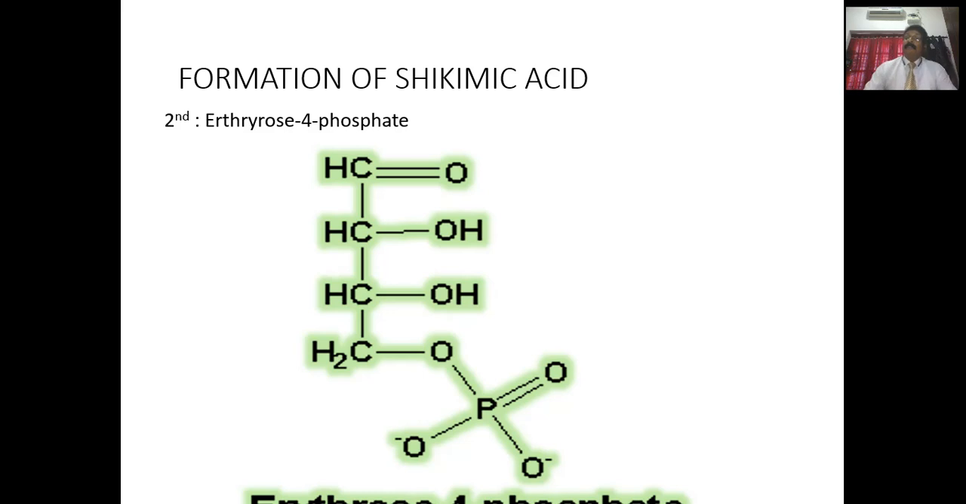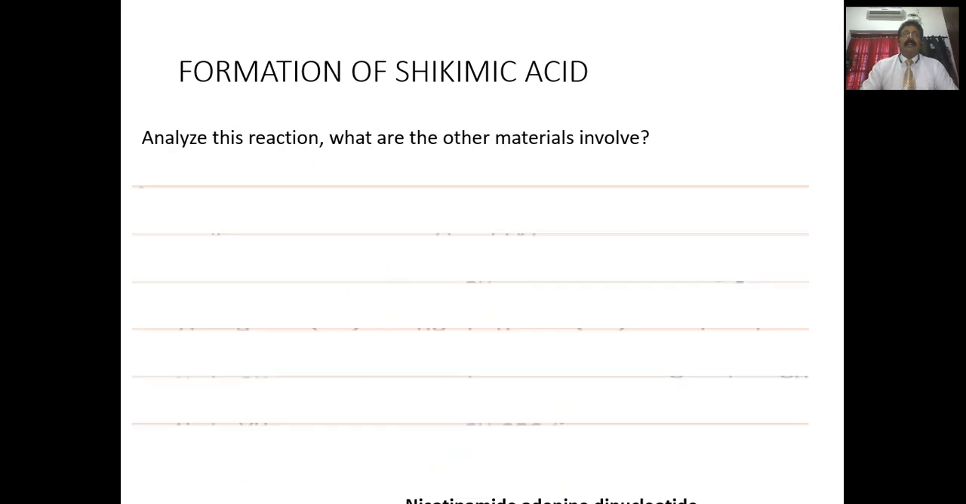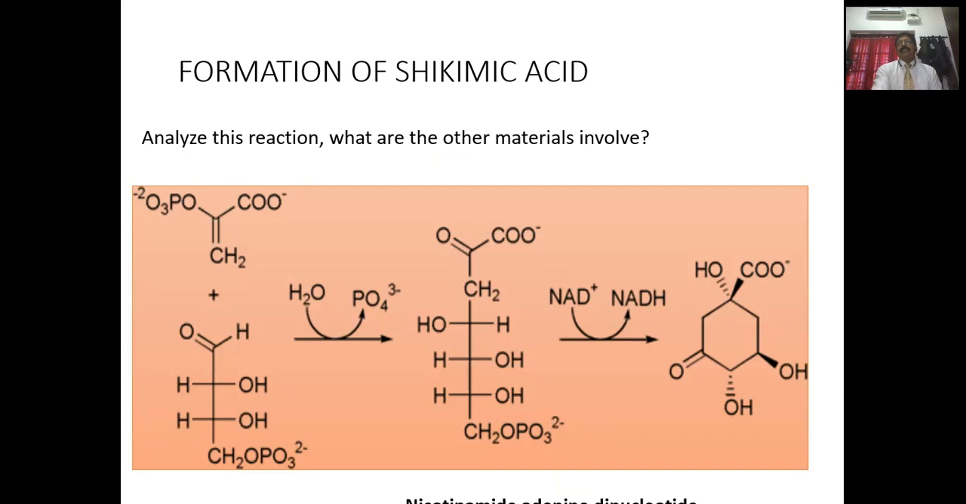So 7 carbon atoms means what will be the name? If it is a carbohydrate, what will be the name? It will be heptulose. You might have studied triose, tetrose, pentose, hexose, heptose, octose, nonose, like that. So this is heptulose, a 7 carbon atom compound. So you see this picture, there will be many pictures repeated, understand the structure.